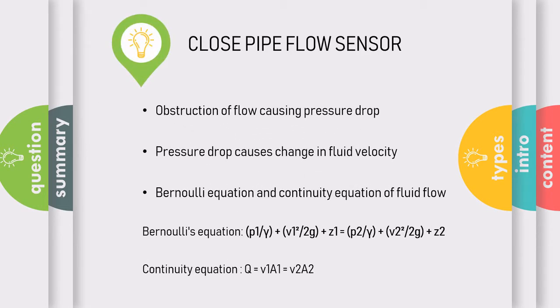Closed pipe flow meters operate by obstructing the flow at the cross-sectional area, causing a pressure drop. The pressure drop causes a change in fluid velocity. The principle is based on the Bernoulli equation and the continuity equation of fluid flow. By combining the equations, the relationship between flow rate and pressure drop can be found.